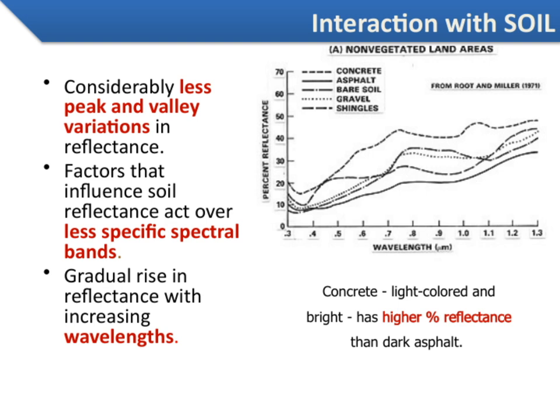In other words, soil tends to have a more gradual and steady reflectance pattern, unlike some other surfaces with more complex fluctuations. Factors that influence soil reflectance don't operate over very specific spectral bands. Instead, they tend to affect broader ranges, making it a bit more predictable to analyze.